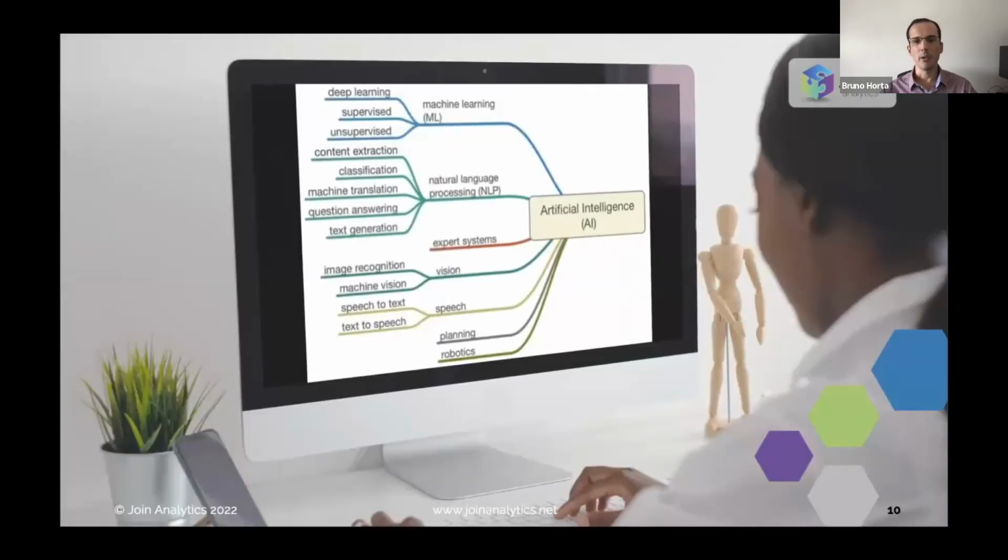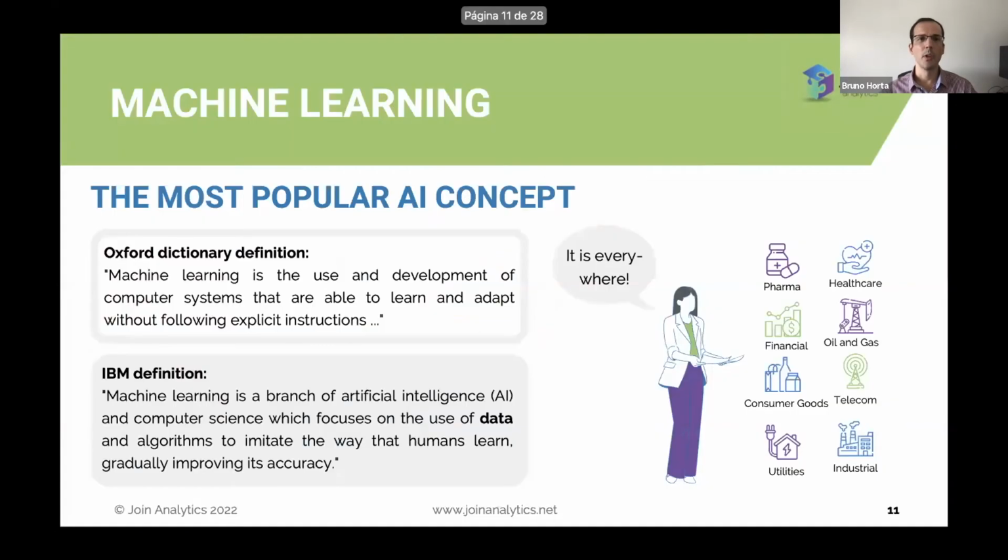AI is a very broad area and it's growing, and new sub-areas of AI are emerging. And this is just a picture of a few AI sub-areas. So there are many of them, and machine learning is probably the most widely known, most popular, and sometimes even confused with the concept of AI itself.